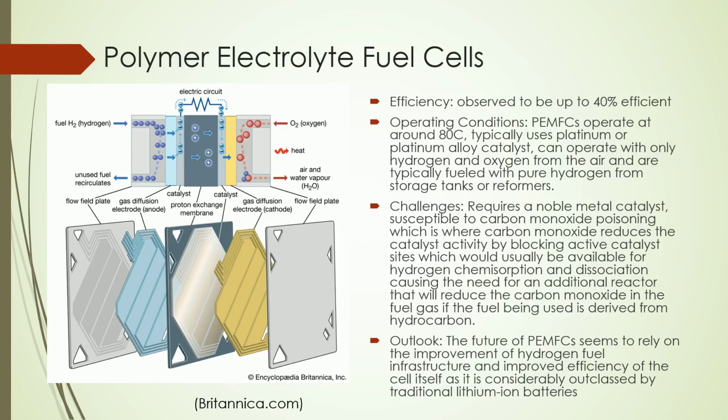Some challenges that you face when using a polymer electrolyte fuel cell is that they require a noble metal catalyst, which is susceptible to carbon monoxide poisoning, which is where the carbon monoxide reduces the catalyst activity by blocking active catalyst sites, which would usually be available for oxygen and hydrogen co-adsorption and dissociation, causing the need for an additional reactor that will reduce the amount of carbon monoxide in the fuel gas if the fuel is being derived from hydrocarbon. This just poses logistical issues of either finding pure hydrogen storage tanks or, as previously mentioned, finding separate reactors to reduce the amount of carbon monoxide.